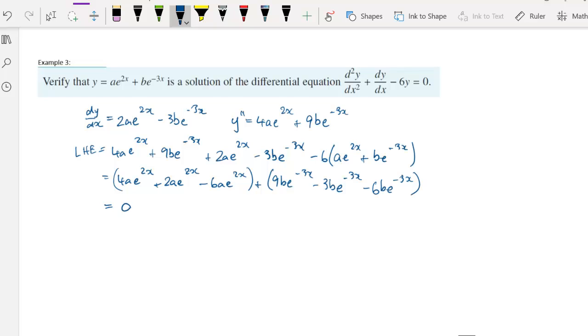So we end up here with 0. The right-hand equation is also 0, and therefore our left-hand equation equals the right-hand equation. And what does that do? That verifies that y is equal to ae to the 2x plus be to the negative 3x is a solution to our given differential equation.